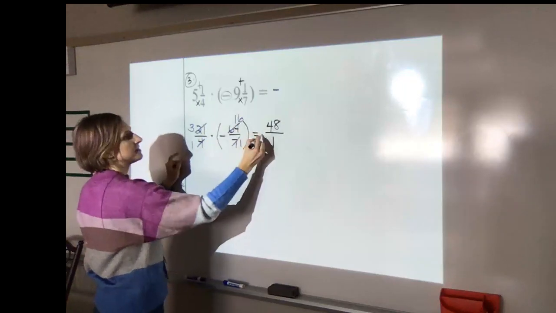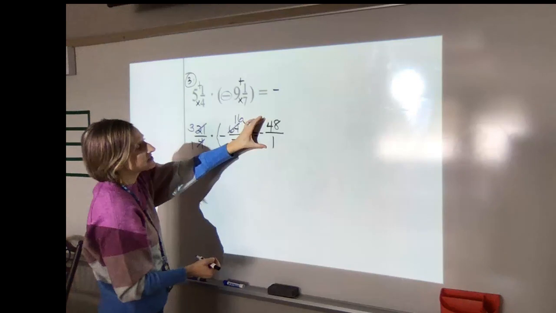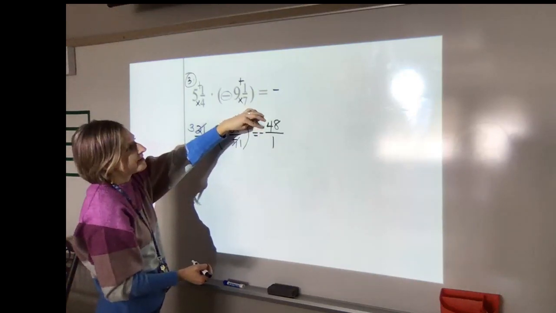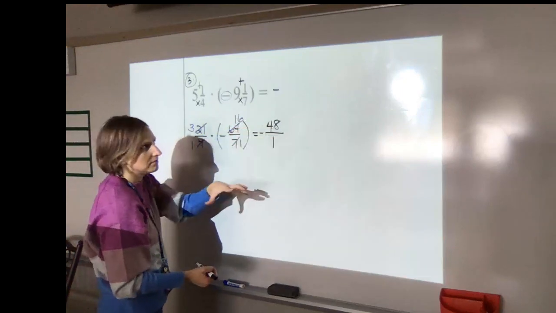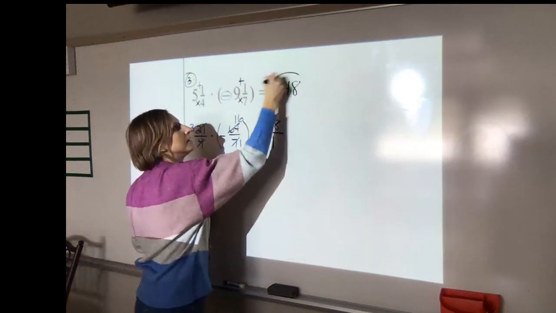And I know that this is a negative 48 over 1. But when I look at this, what can I do? 48 divided by 1 is what? 48. So my final answer, I already put my sign there to help me out. Negative 48.